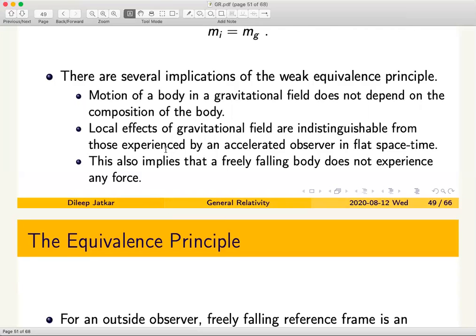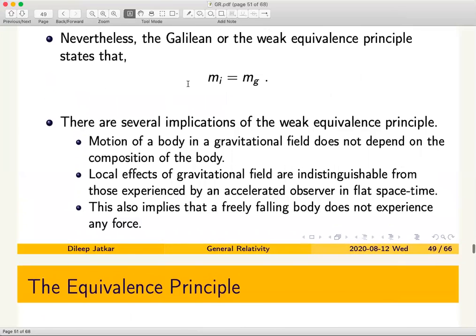That local effects are indistinguishable? Oh, that is because if you look at Newton's second law, it would say that any accelerating frame would see an object feeling a force, and the constant of proportionality is mi, which is the inertial mass, right?